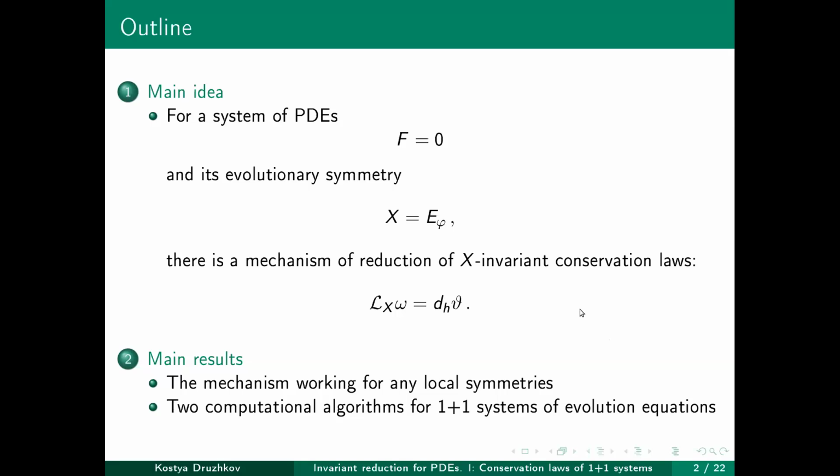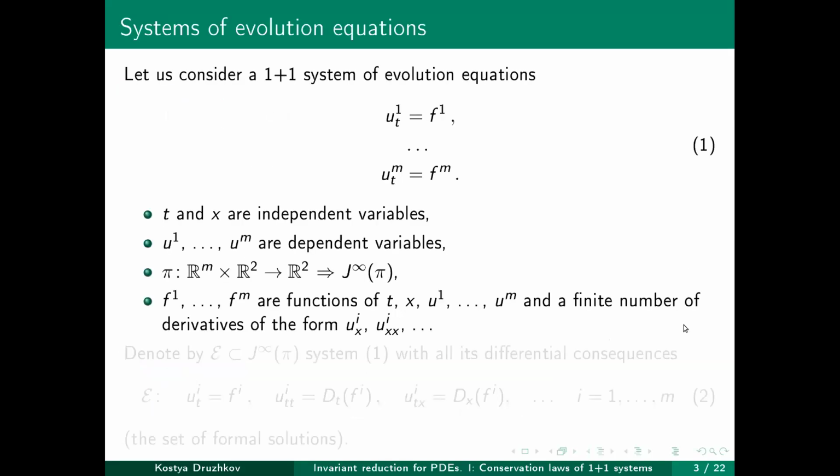Another result is two computational algorithms for 1+1 systems of evolution equations. This is the reason why we consider 1+1 systems of evolution equations in this talk, because in this case it's easy to formulate the corresponding computational algorithm, or more precisely, two algorithms describing the reduction process. This is like the simplest case in this sense. Okay, so let's begin with systems of evolution equations.